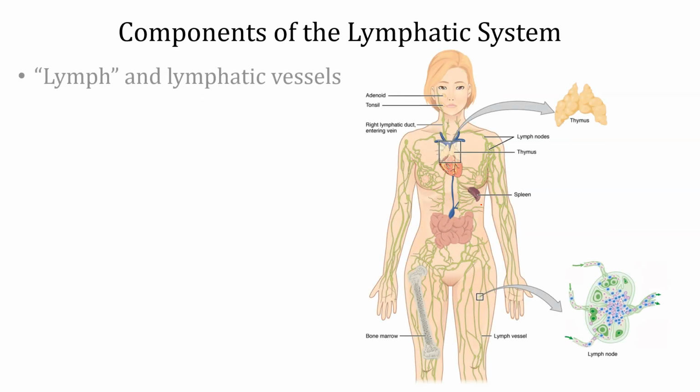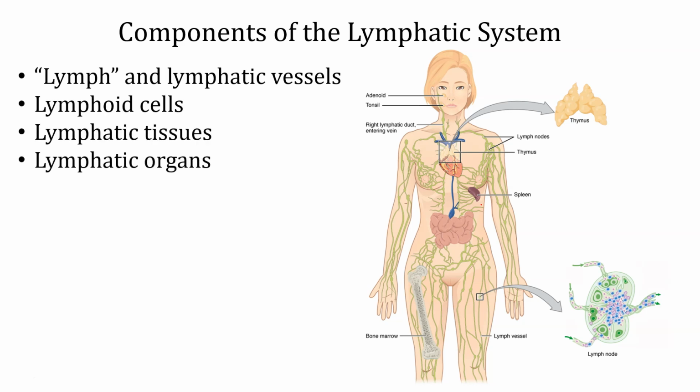Okay, the components of the lymphatic system: there's the lymph and the lymph vessels, there's the lymphoid cells, the lymphatic tissues, and the lymphatic organs. Kind of a smattering of different types of structures.